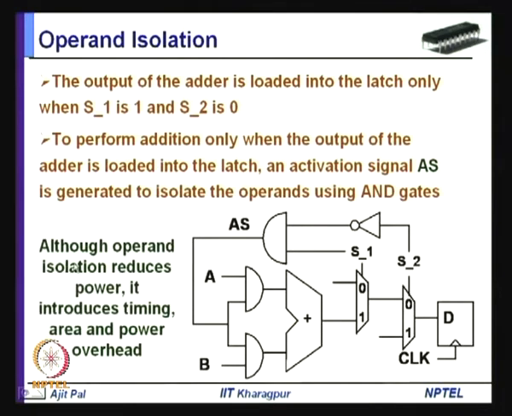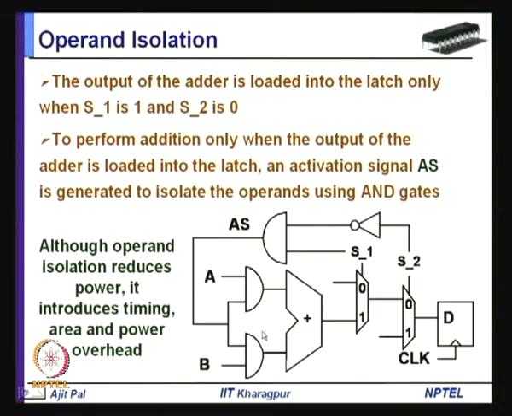However, whenever you do operand isolation, it reduces power, but it introduces timing, area and power overhead. As you can see, if this particular adder is in the critical path, then the addition of these AND gates will introduce some delay. So, this may disturb the timing conditions, and obviously it will also add some area. You are adding this activation signal hardware, and also you are adding these AND gates. Obviously, this will add some area and power overhead.